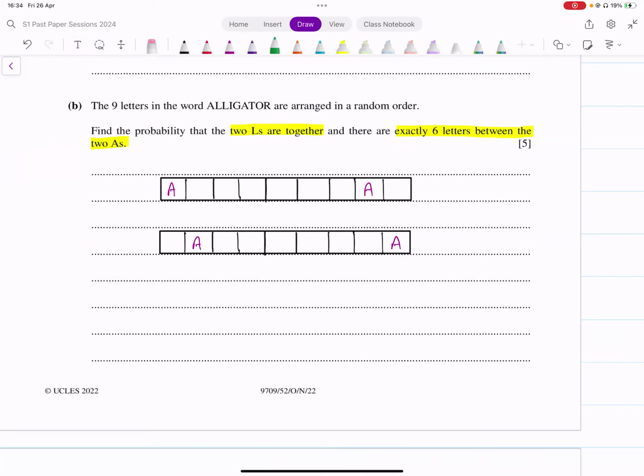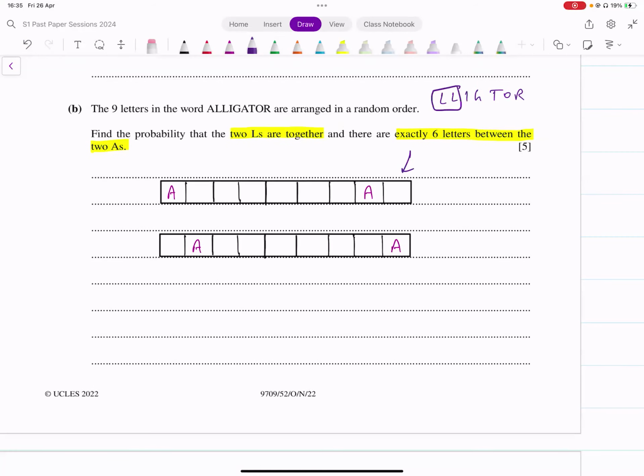Now we have to think about the remaining letters. What are the remaining letters? L, L, I, G, A. Sorry, there's no A. G, T, O, R. These are the remaining letters. There are 7 remaining letters, and there are 7 remaining boxes. The two L's have to be together. What does that mean? Where can the two L's be?